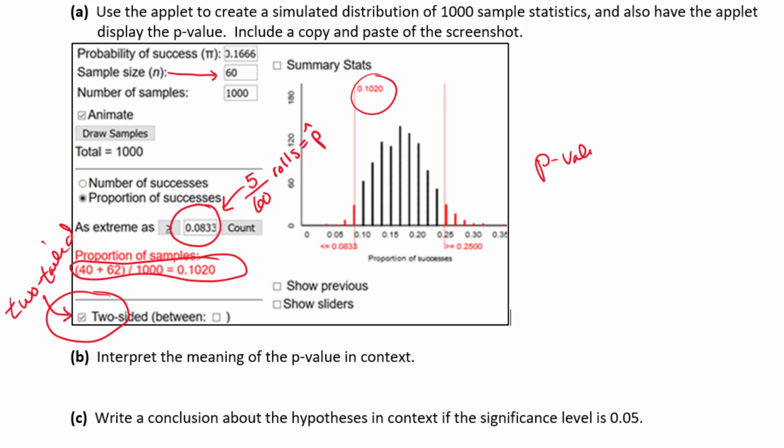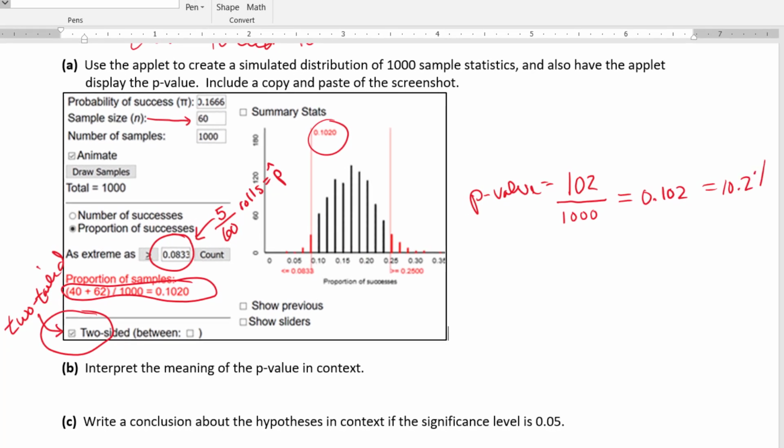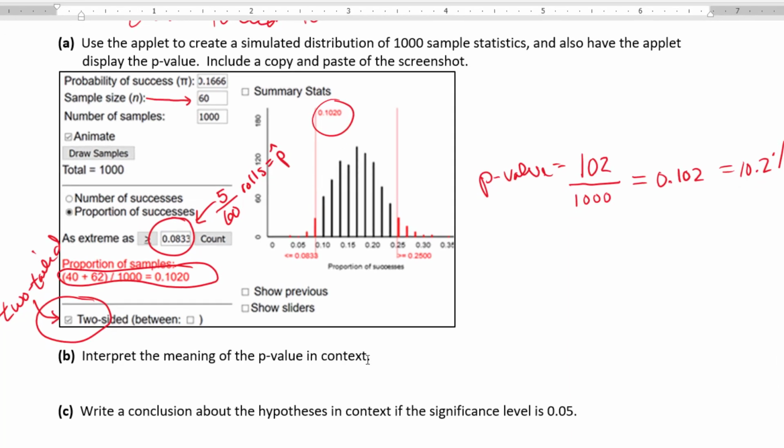Our p-value is 102 sample statistics like our observed statistic or more extreme out of 1,000 total sample statistics, which is 0.102 or 10.2%. 10.2% of the simulated sample statistics are like our observed sample statistic or more extreme. Now we want to interpret the meaning of that p-value in context. So recall, that means that we're going to use the definition of p-value, and then we're going to change the words in there to give the exact values in context.